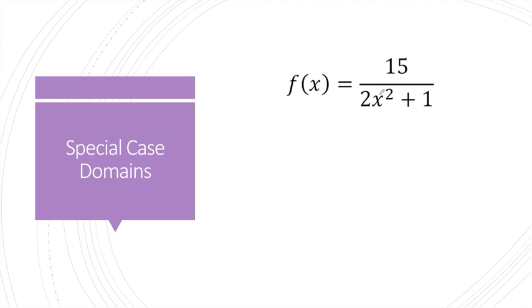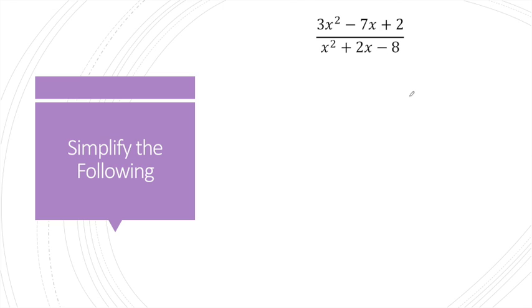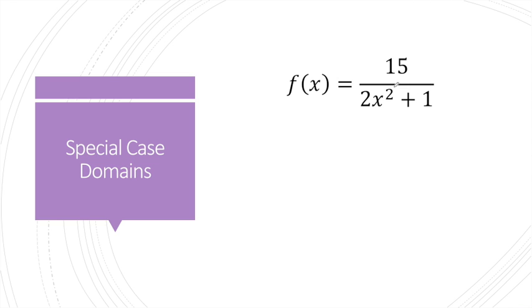Another special case is if I have 2x squared plus 1, okay? This denominator will never equal 0 because x squared is always going to be positive, right? So even if x was 0, I would still have 1. If x was a negative number, I would square it to get a positive, multiply it by 2 and add 1. So this domain is also all real numbers.